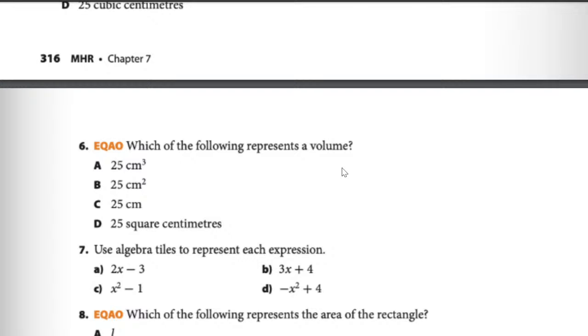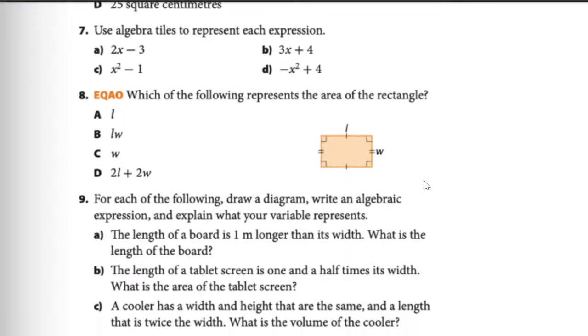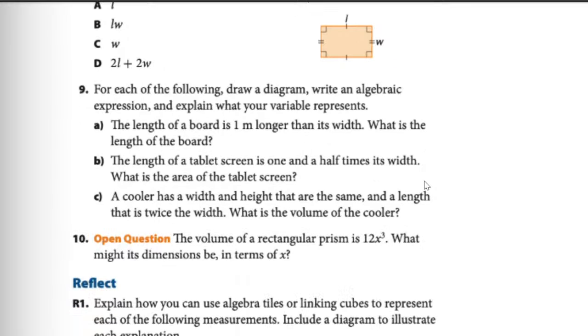The next two here, number 8 and 9. Number 8, again, multiple choice type of question. Which of the following represents the area of the rectangle? So we got a rectangle here. It's got a length of L and a width of W. Area is a multiplication formula, so we got to have some multiplication, and its area is simply length times width. So the answer for 8 is B. In number 9, what it's asking us to do here is draw diagrams of the situations represented and write an algebraic expression.